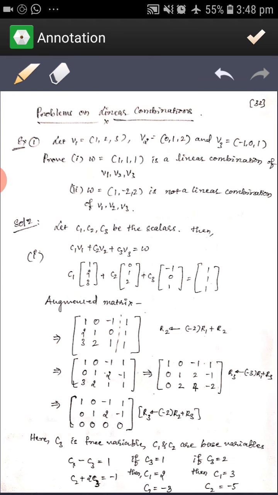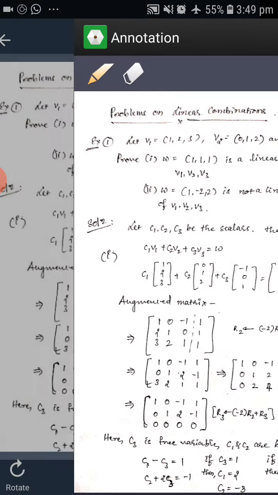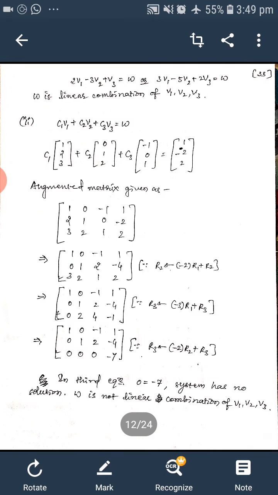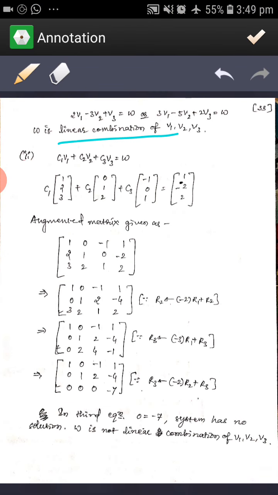Okay, so whatever problem is there, write it in equation form, then augmented matrix, then echelon form first, then by back substituting we can find the values of c1, c2, c3. Okay, this is the first one. After putting the values we can write the equations here. Because of this we call w the linear combination of v1, v2, v3.